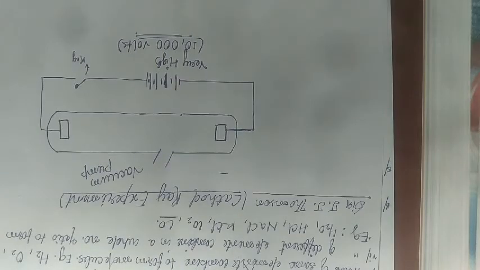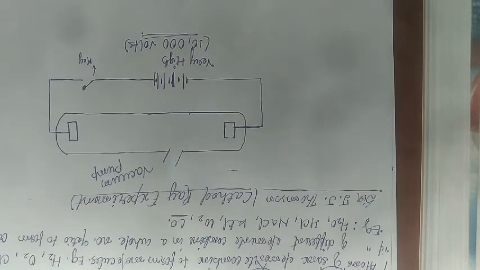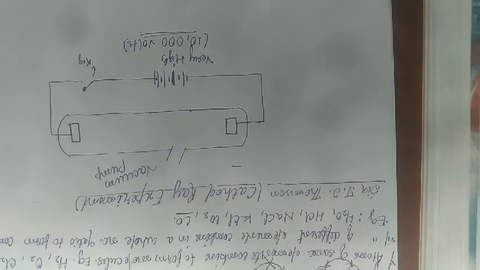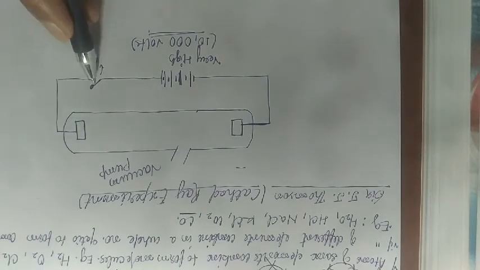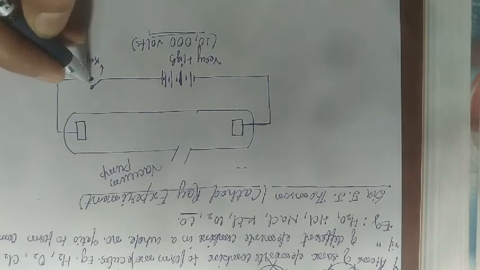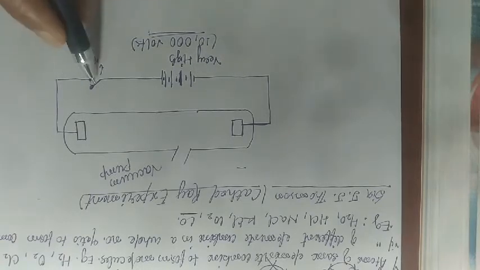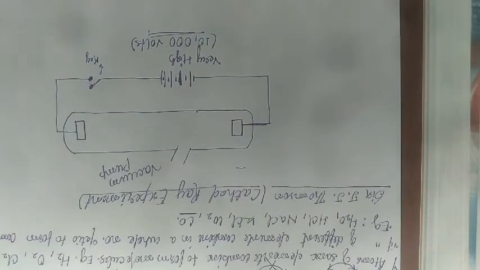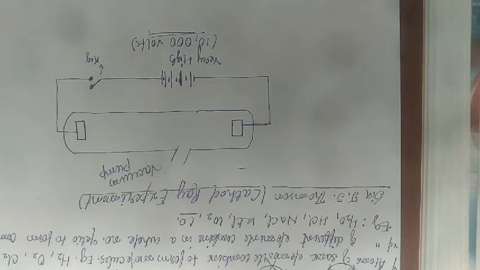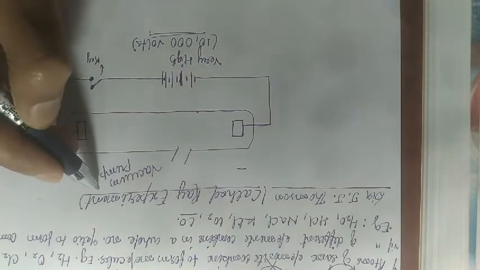Now what he observed is, when he connected this key to the main here, he saw nothing. There was blank, nothing was there. What he has done, he has started to reduce the pressure with this vacuum pump.